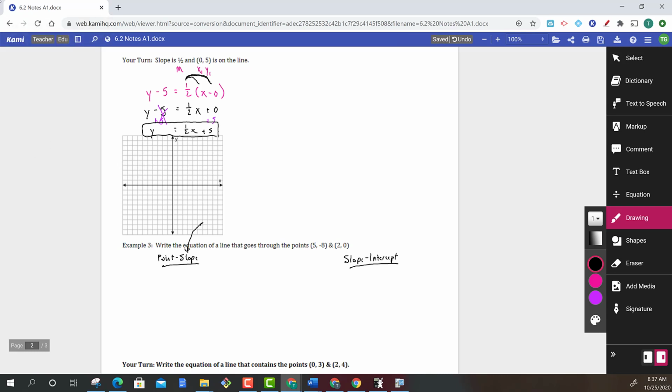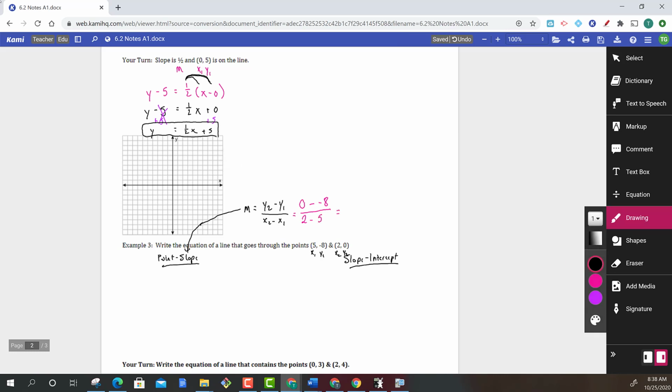The good news is we can find slope because we know the formula for slope is y2 minus y1 over x2 minus x1. And we have 2 x's and we have 2 y's. So I'm going to call this second point my x2, y2, and this first point my x1, y1. And then I'm going to find the slope. I'm going to insert those numbers into the formula. So it's 0 minus a -8 on the top. And on the bottom, it is 2 minus 5.